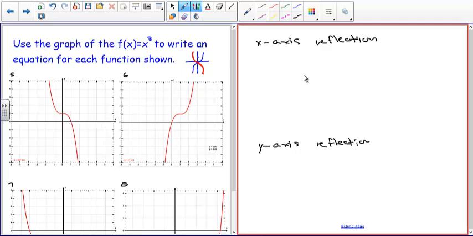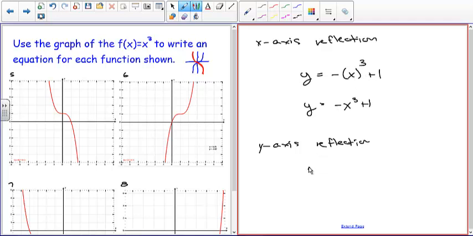So for the x-axis reflection, what we do is you put the negative sign outside. Make sure I'm doing this right. Yeah, you put that outside of the parentheses. So you have negative the quantity x cubed, and then it's shifted 1 unit in the y direction. But positive x cubed is just x cubed, so you get negative x cubed plus 1.